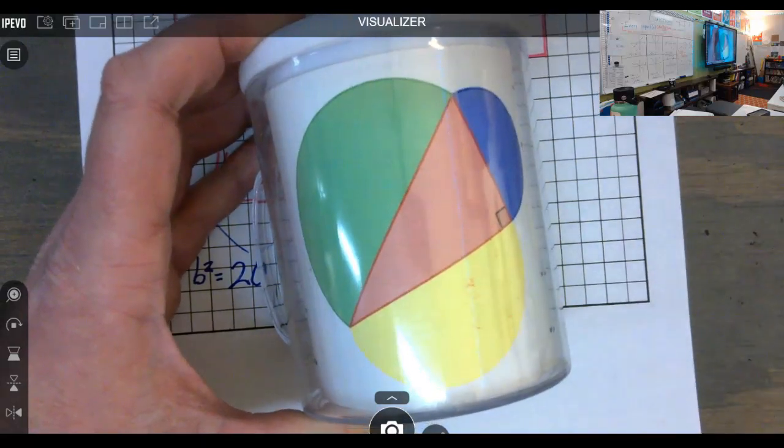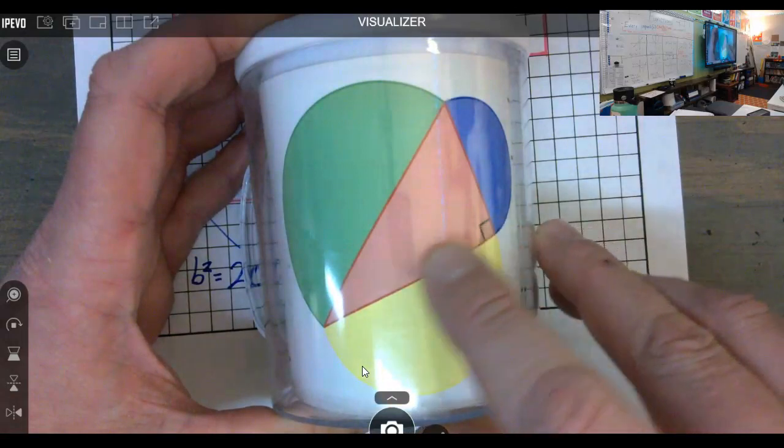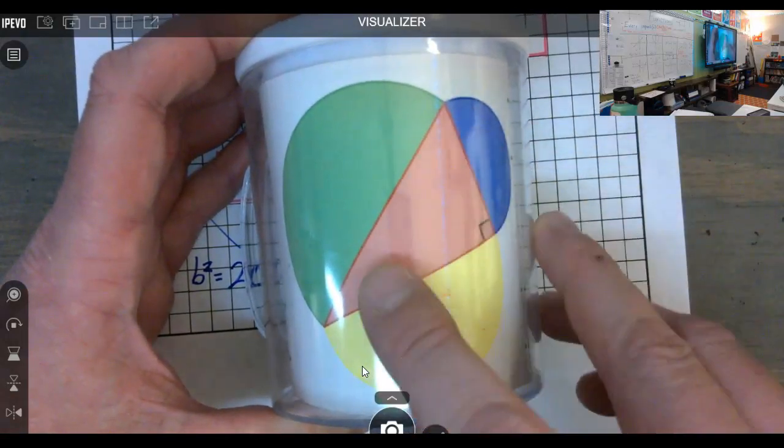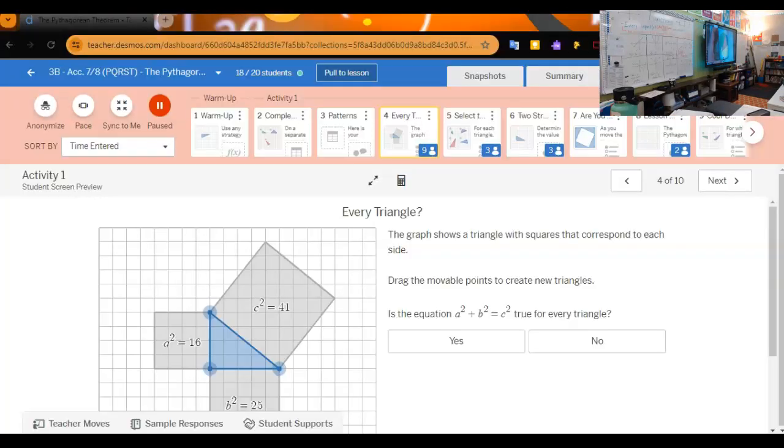Even with circles, it works with any shape. Now, as long as it's a right triangle, it works with any shape that you can put on those legs.